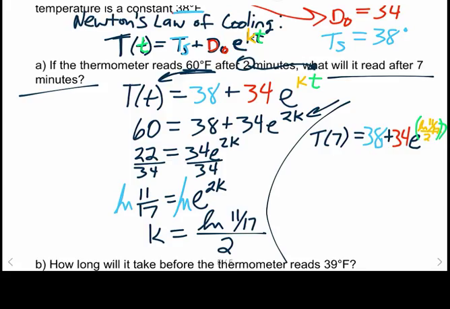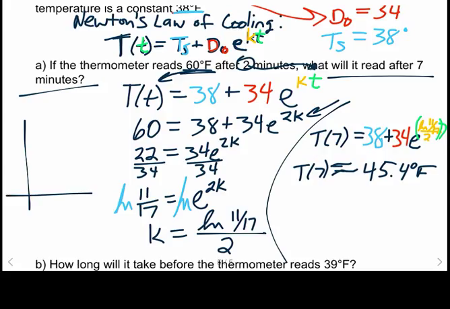This goes straight into the calculator. And so what we get is the temperature after 7 minutes, and there I go hitting equals again, approximately 45.4 degrees Fahrenheit. Does that make sense? Well, let's see. If we chart temperature over time, we started out at 72 degrees. After 2 minutes, we were at 60 degrees. And then after 7 minutes, we were at 45.4 degrees. It's cooler, so it seems to work.